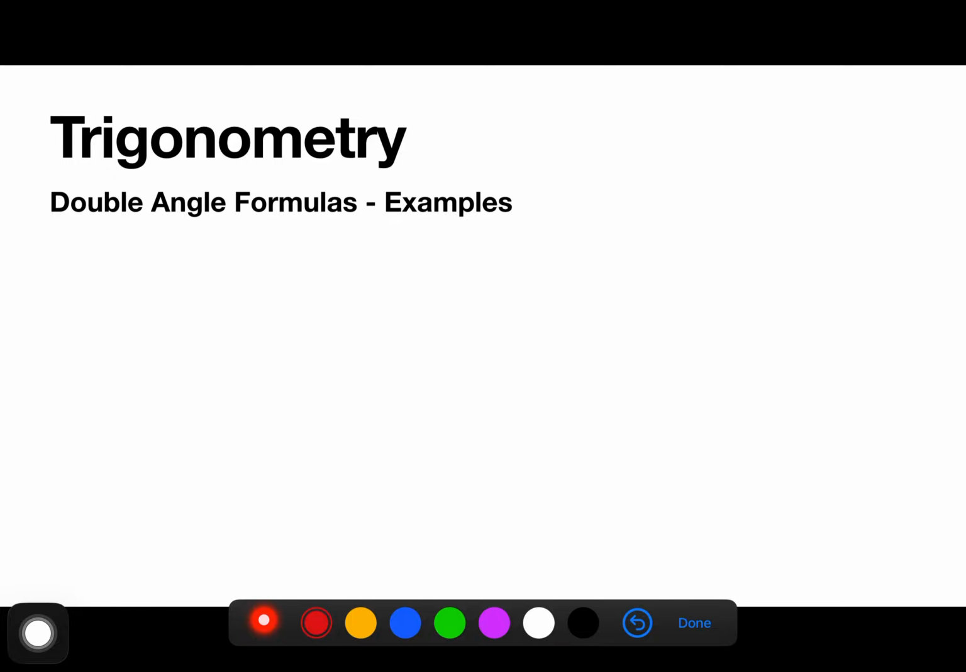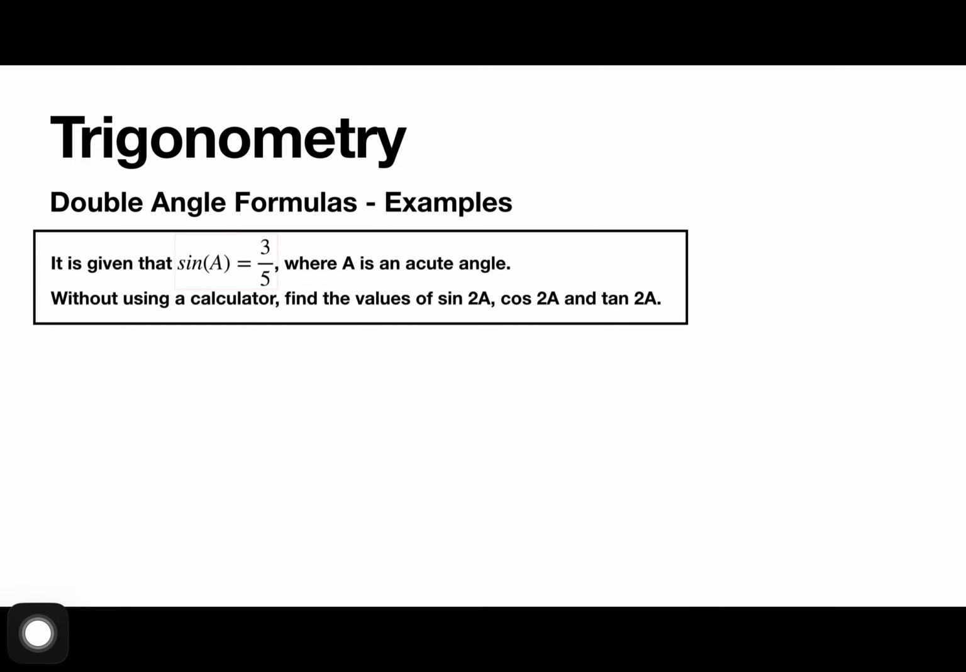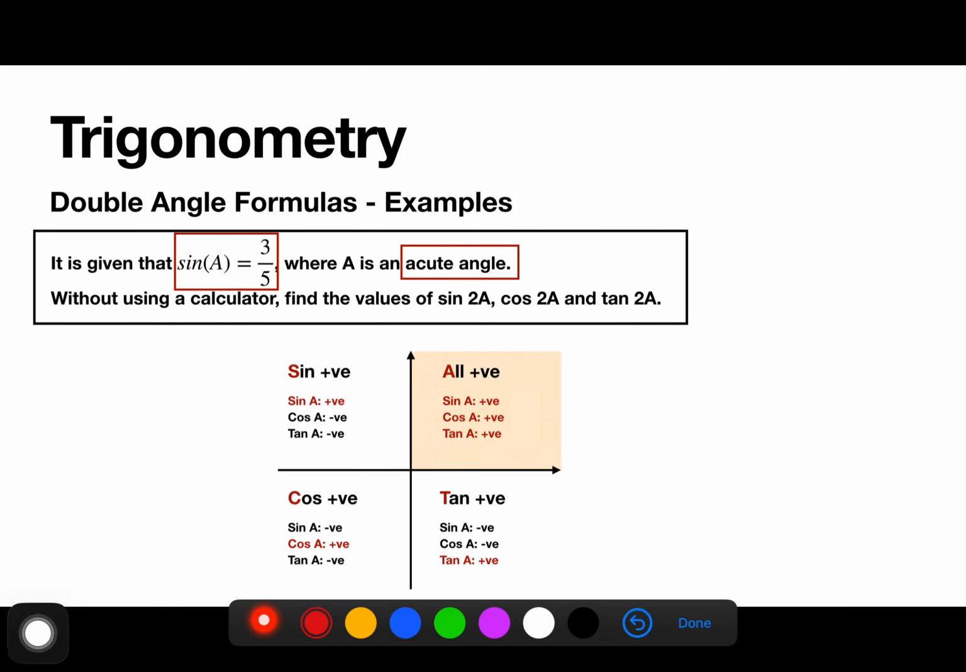Let us go through an example to see how we can apply the double angle formulas. From the question, we know that sine a is equal to 3 over 5, and angle A is located in the first quadrant. In this quadrant, the values of sine a, cosine a, and tangent a are always positive.